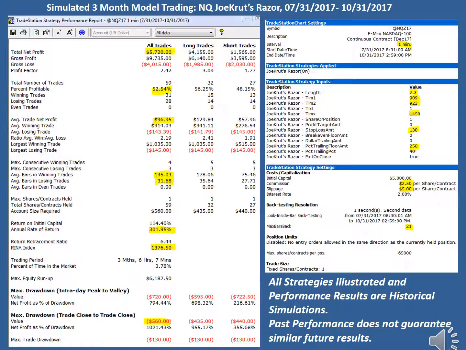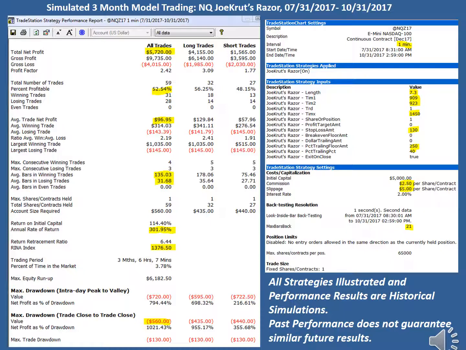Now this is the column view of the simulated record, so you can see both the longs and the shorts. You can see obviously we've had an uptrend, and it does pick the long, so it is a trend following type system. 52% of the trades have been correct. The daddy go to town number is $96.95, so for every trade, whether it's winner or loser, on average you made $96.95. Average bars in winning trades is 135 minutes, a couple hours, a little more. Average bars in losing trades is 31 minutes, so just about a half hour, a little more.